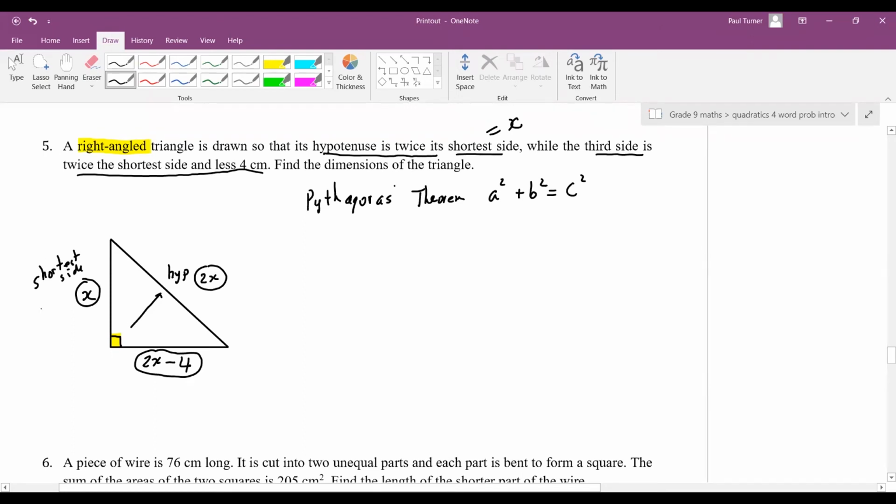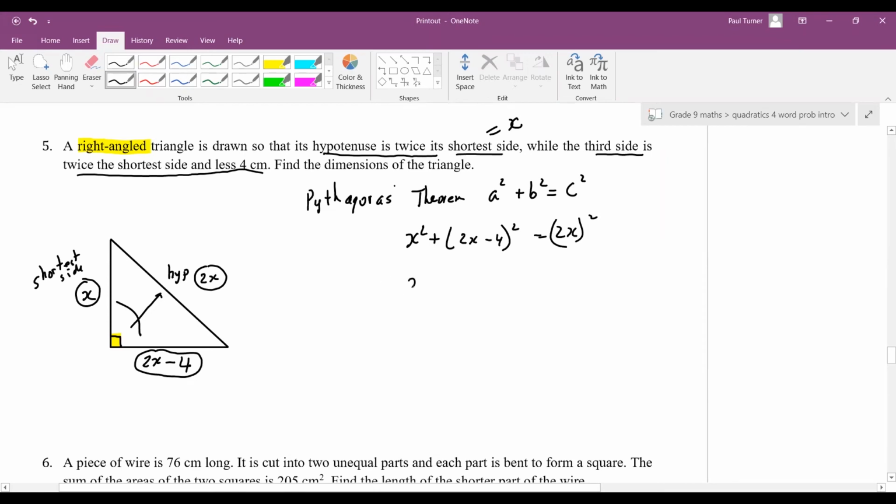So substitute these numbers in. It doesn't matter which is A or B, does it? Because A and B can be swapped around. So let's just make x equal A. So you have x squared plus (2x minus 4) all squared equals (2x) all squared.